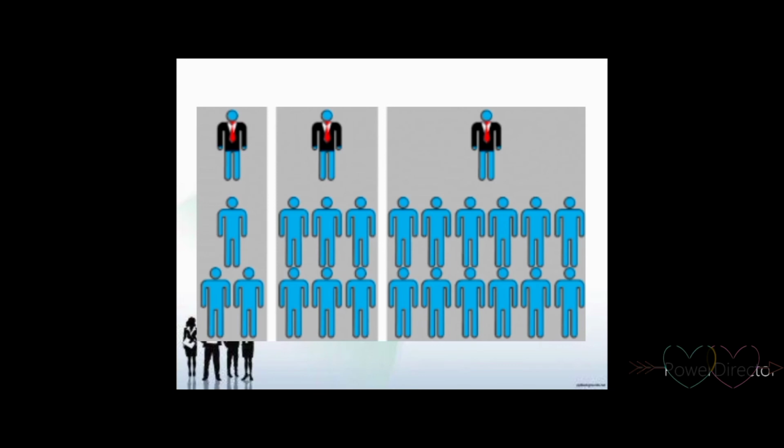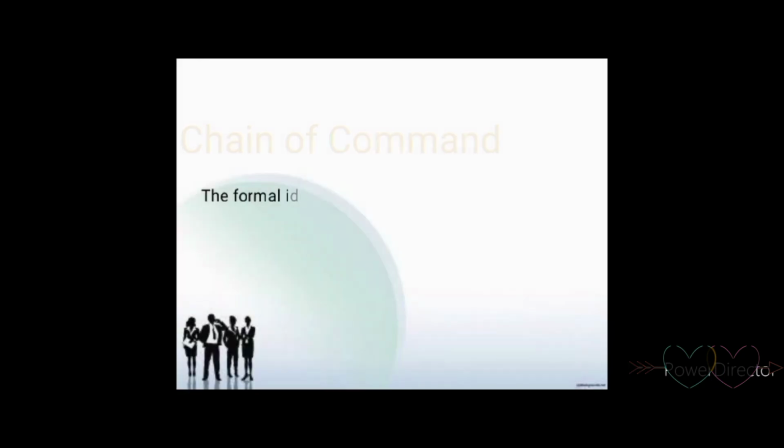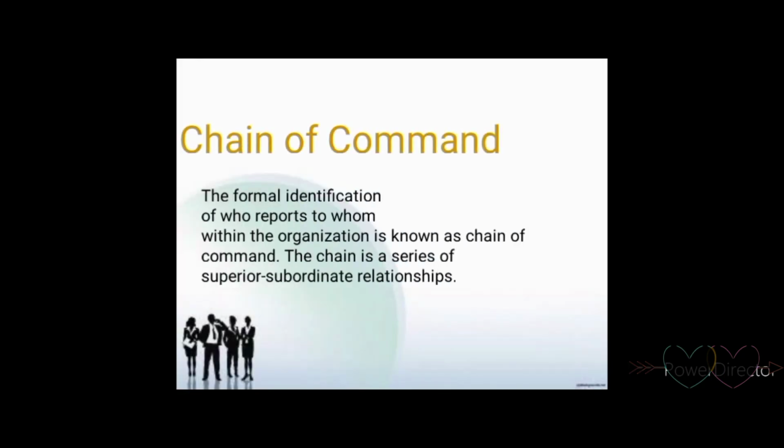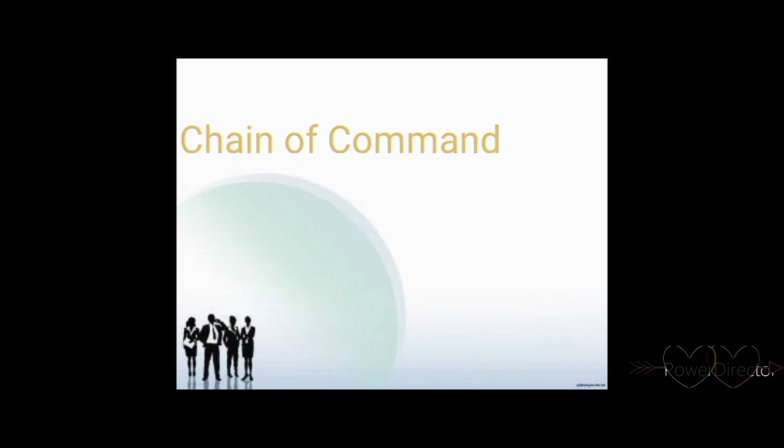Span of control is a good metric to assess the efficiency of an organization, as long as it is looked at in the context of the company's organizational structure. Chain of command. The formal identification of who reports to whom within the organization is known as chain of command. The chain is a series of superior-subordinate relationships.